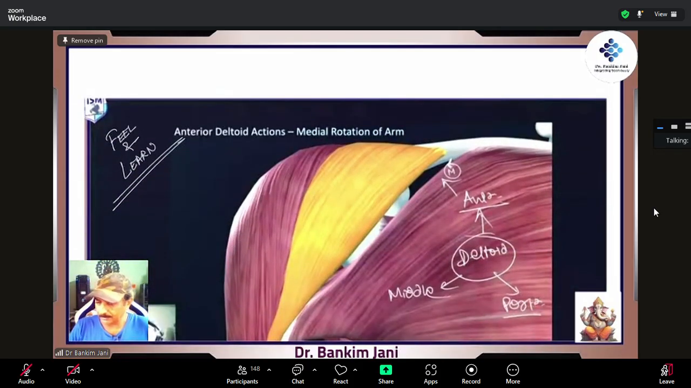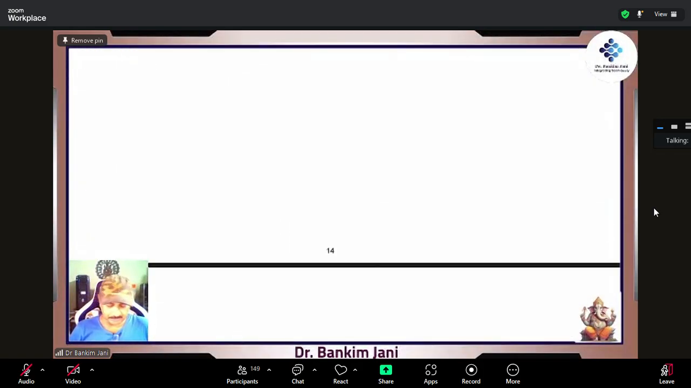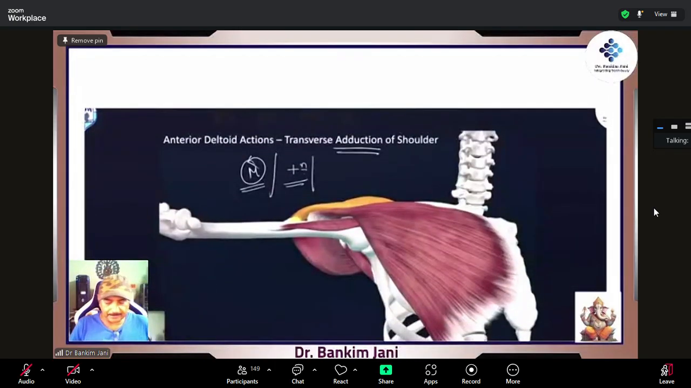Okay, so this is anterior, middle, posterior, and you feel that yes, that's right, it will be giving the medial rotation of the arm. The next one, the anterior deltoid actions. The transverse adduction of the shoulder. So when the shoulder is over here, this whole muscle contracts back, right? It will take it back. But you might say, won't even pectoralis major also help? Surely it will help, right? But right now we are just focusing on the deltoid. But yes, many of the movements are not a singular muscle movement, they are associated ones. So especially this transverse adduction, it will be by the anterior deltoid, but along with others also.